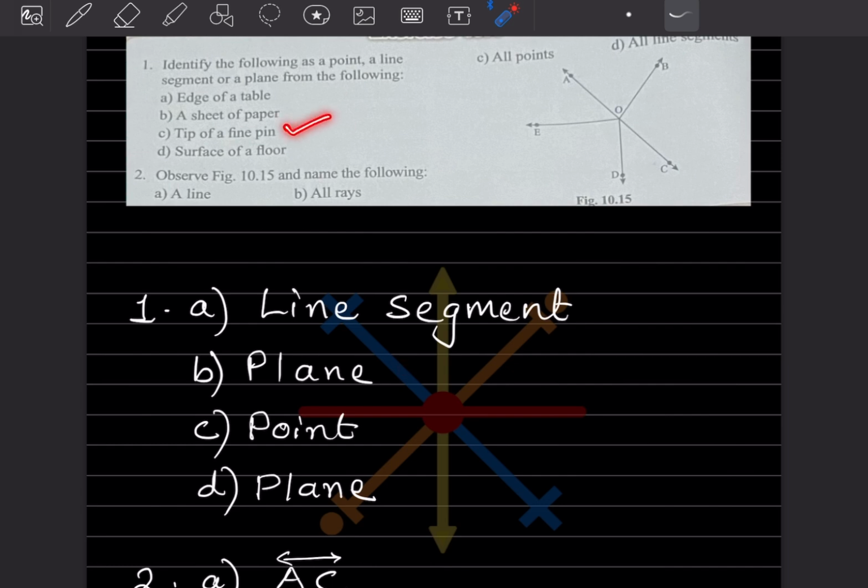And then the tip of a fine pin. Now this is a pin, so the tip is going to be a point. Surface of a floor, again the surface of a floor is going to be a plane.